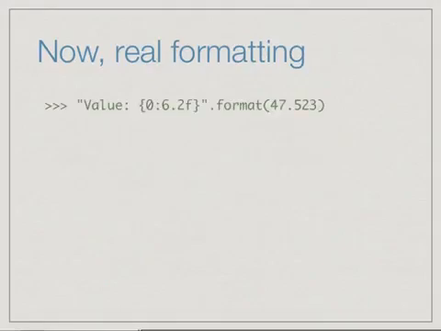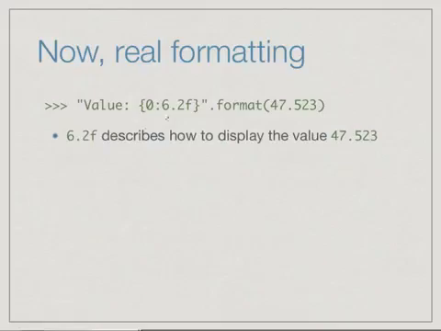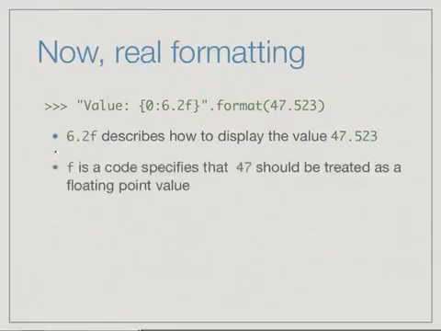So let's look at another example. Supposing I had a number which is not an integer but a floating point number. So it's 47.523. Now here, the first thing is that instead of D, we have F for floating point. So this whole thing to the right of the colon, 6.2F, tells me how to format the value that comes from here. Now 6.2F breaks up as follows. The F, the letter part of it, always tells me what is the type of value. So it says that 47.523 should be treated as a floating point value.